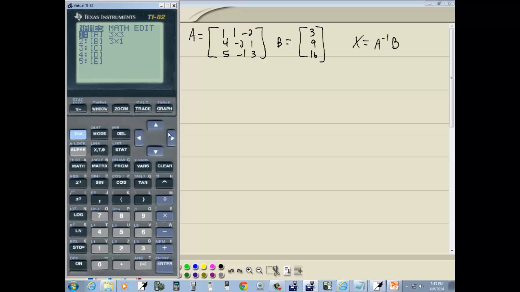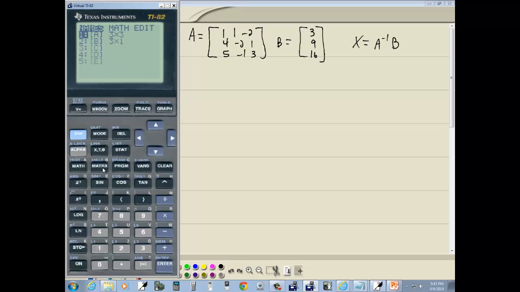So I exit out, do second mode. I go back to my matrix menu, right arrow twice over to edit, down arrow to B, press enter. And this is rows by columns, so 3 rows, 1 column. Now type my numbers: 3, 9, 16. Okay, so I exit out, do second mode.